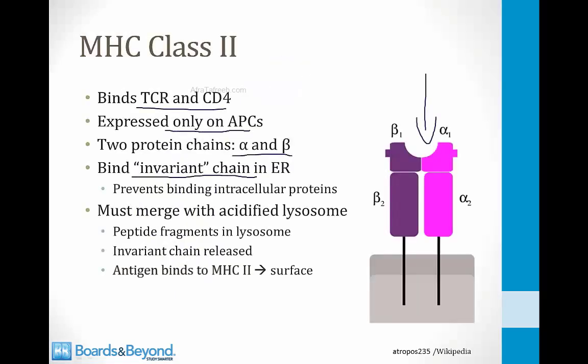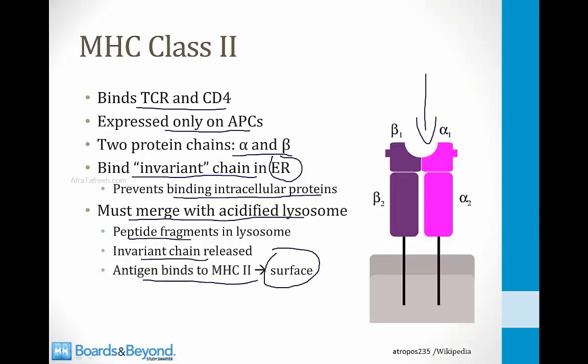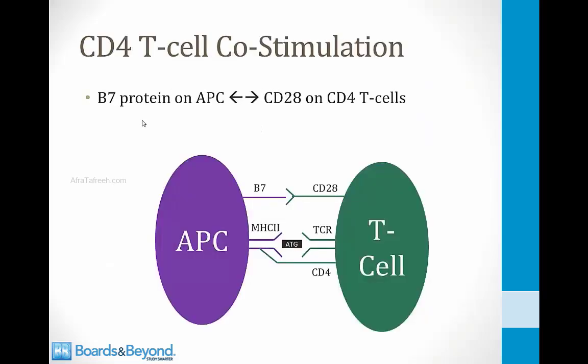It binds invariant chain in the endoplasmic reticulum inside the cytosol, and this prevents binding of intracellular proteins. It must then merge with an acidified lysosome where there are peptide fragments. The invariant chain will be released, and antigens can bind to MHC class II and then find their way to the surface. CD4 T cells require more than one stimulus in order to become fully active.